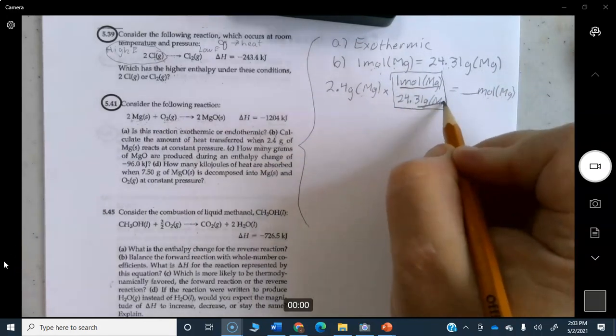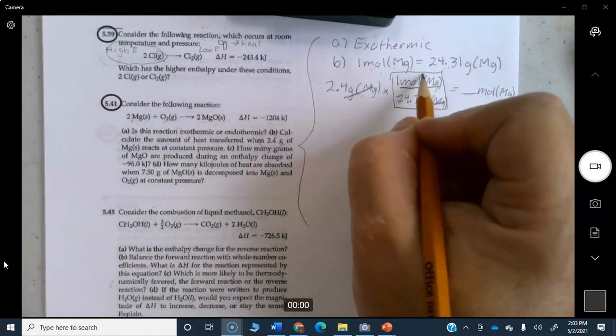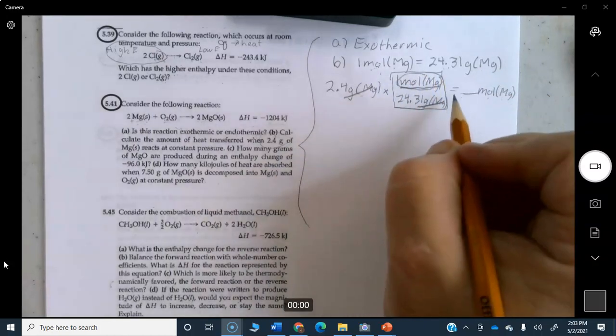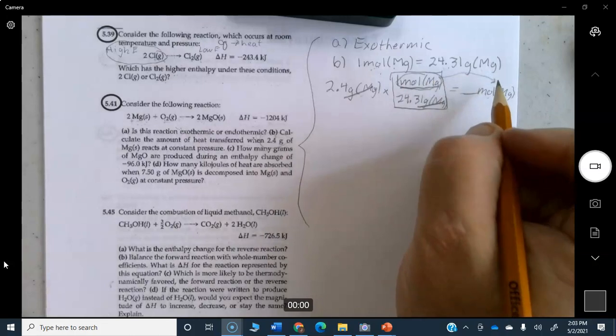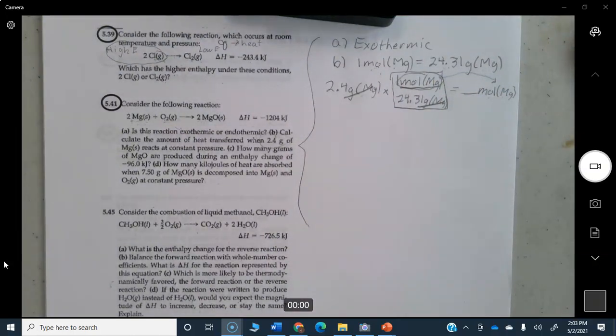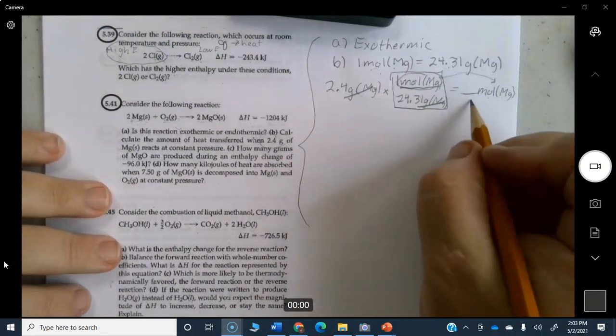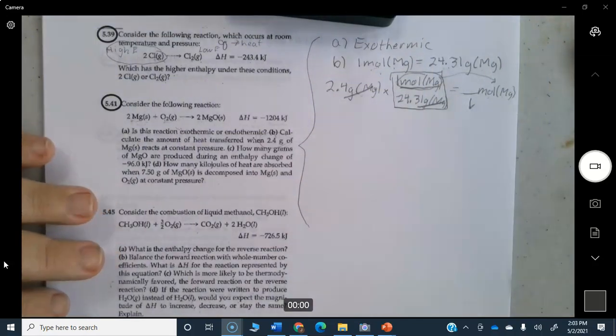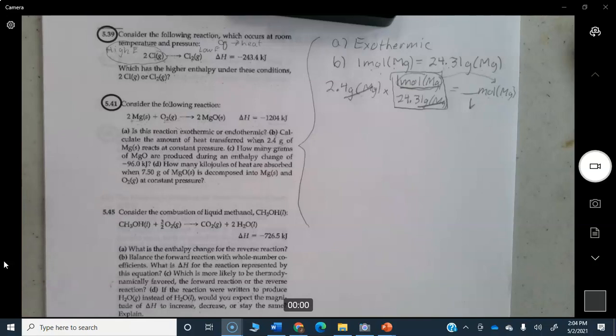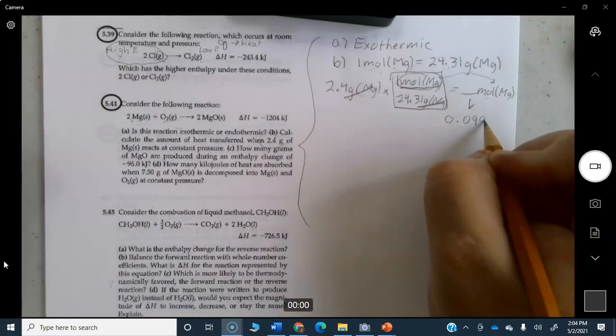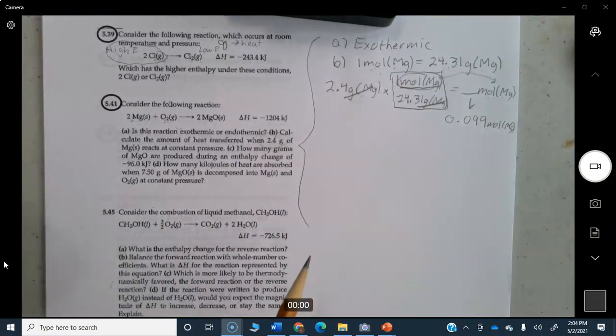Okay, so grams of magnesium cancels with grams of magnesium. The unit that you have left at the end that didn't cancel is moles of magnesium, which is in your final answer. That's how these problems work, okay? So what that means is you're going to end up with, I'll write it down here, there's a little more space, 2.4 divided by 24.31. And that gives us 0.099 moles of magnesium.